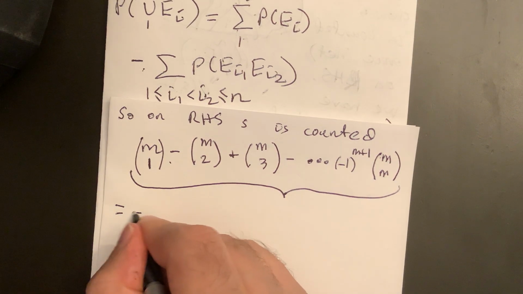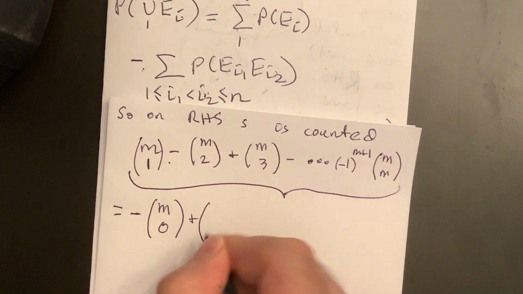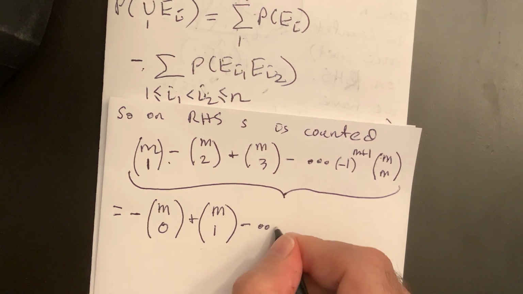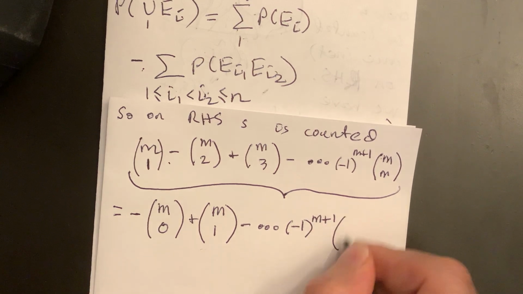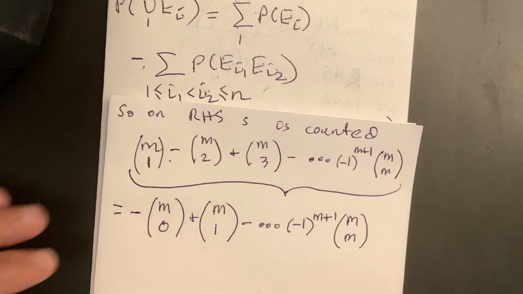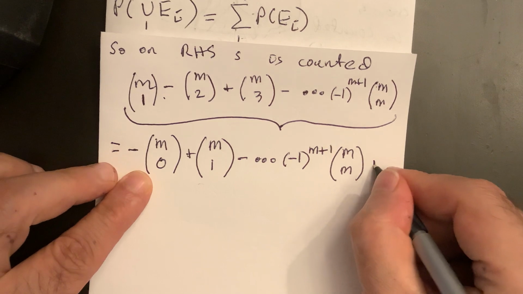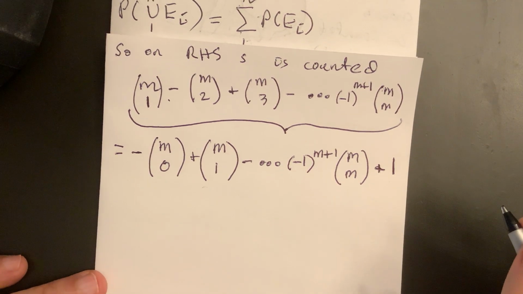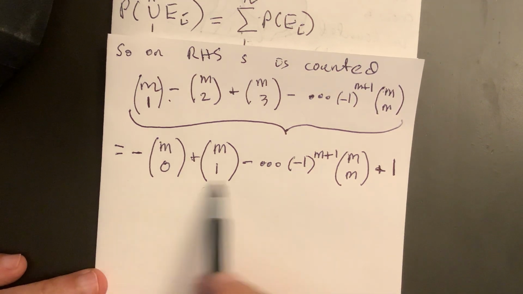So I'm going to say this is equal to, let me add in a negative M choose 0. This is going to be M choose 1 minus dot dot dot minus 1 to the M plus 1 M choose M. Now what's M choose 0? M choose 0 is 1. So I added a minus 1, so I have to also add a plus 1, right? You've got to keep the integrity of the equal sign there. So I added a minus 1, I add a plus 1.